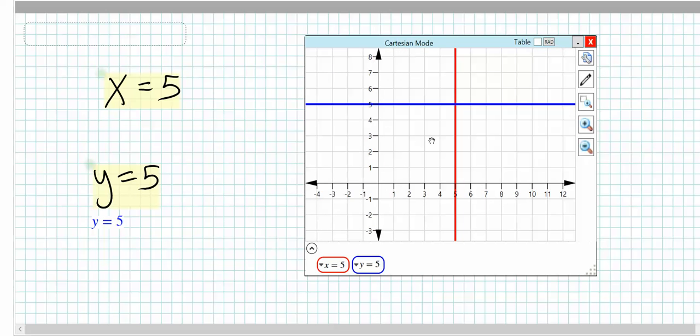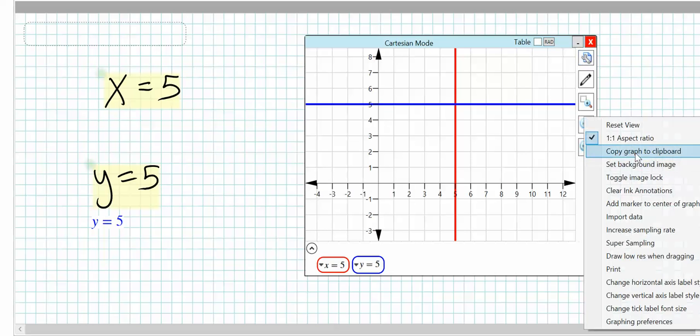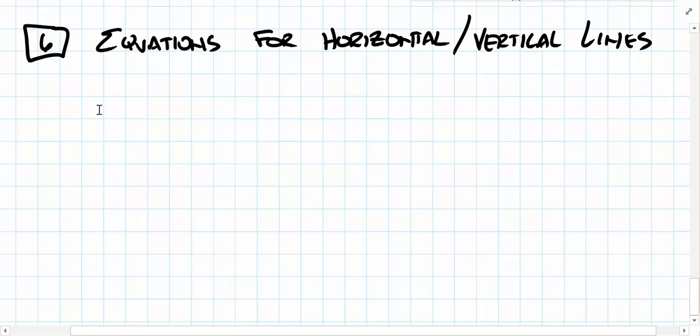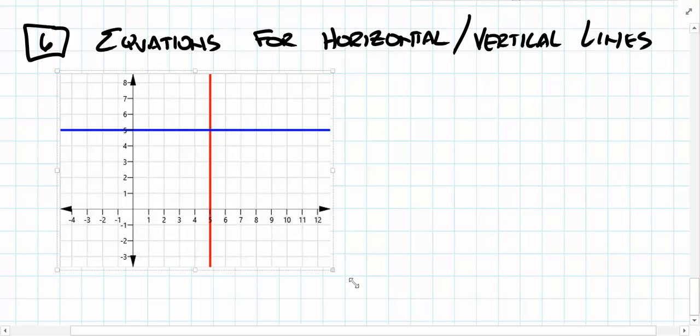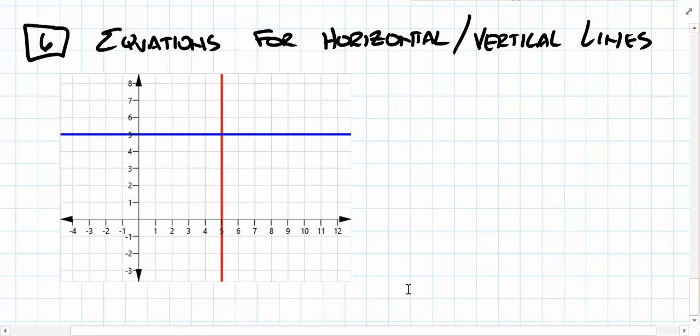So let's do this. Let's talk about these, okay? Copy this, put this over here. Alright, why is my blue one, why is that the equation y equals 5? So we'll write that down. This one is y equals 5, and then the red one was what?